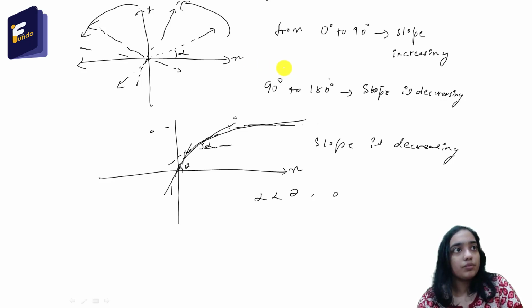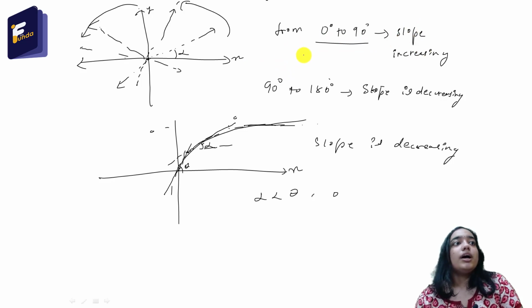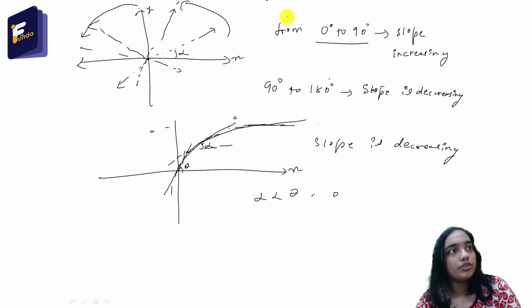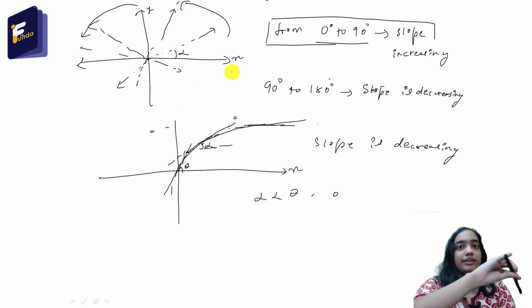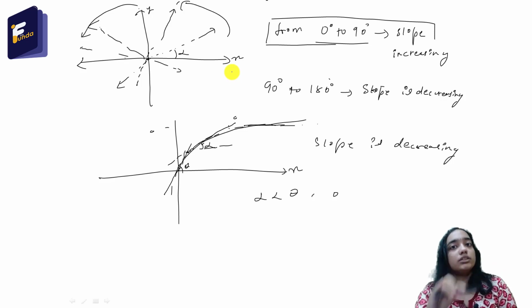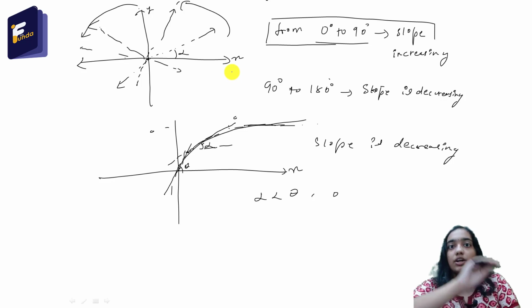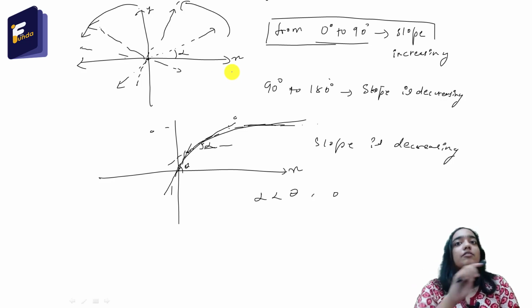From here you can see that from 0 to 90 the slope is increasing, so from 90 to 0 the slope is decreasing. From this also, we can say that the slope is slowly decreasing. How am I finding the slope? I am looking at the tangent at every point of the curve. From those tangents, I am saying whether the slope is decreasing or increasing. So here the slope is decreasing.